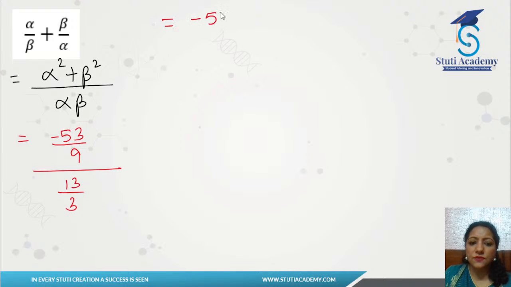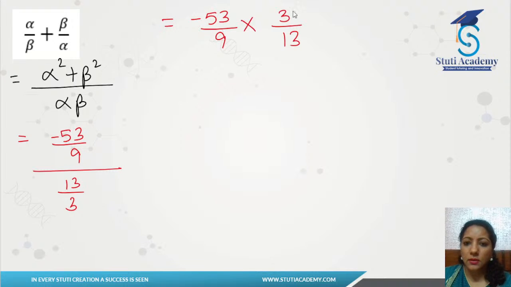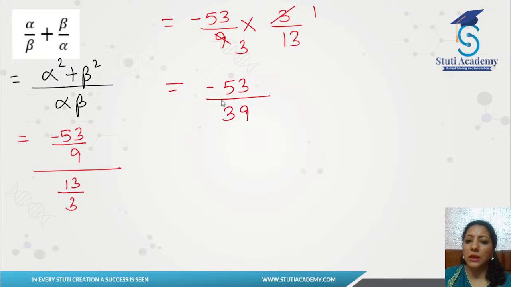Now we will solve this. We'll get minus 53 upon 9 times 3 upon 13. Actually, we have multiplied by the reciprocal of the denominator here. So here, this is 1 and this will give you 3. And finally, you will get minus 53 upon 3 into 13, that is 39. That is the final answer. So the value of this is minus 53 upon 39.